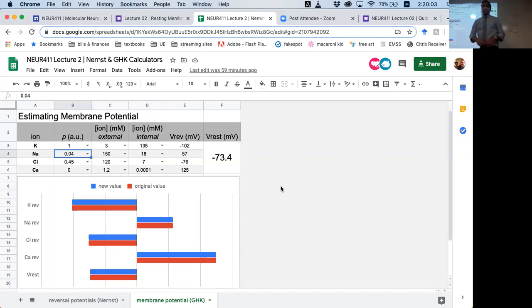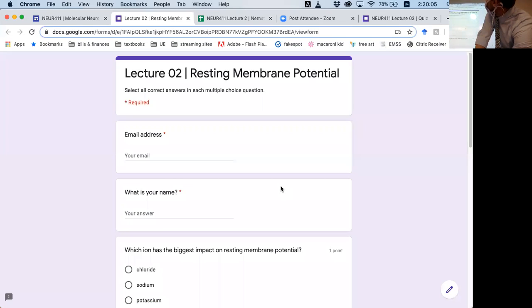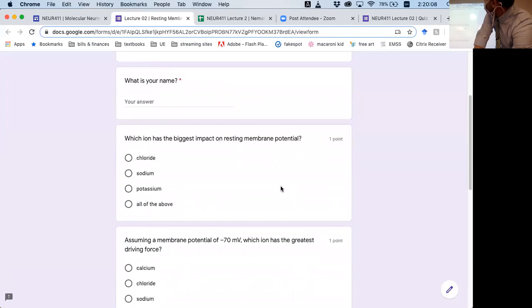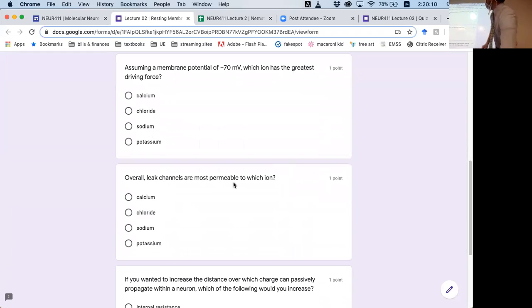Okay, so yeah, we'll look at this together. Okay, leak. So there are many different types of leak channels out there. That's why we are permeable to sodium, chloride, and potassium at rest. What's the greatest component of our leak current? In other words, which ion are we most permeable to at rest? That's all this is asking. Yeah, exactly. Potassium.